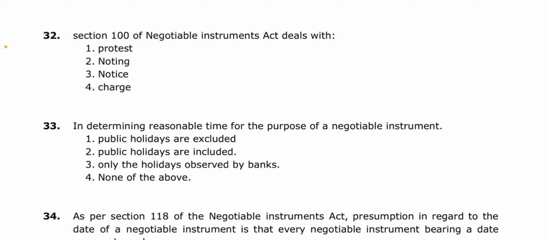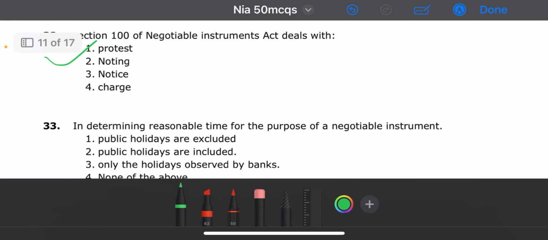Next question, section 100 of Negotiable Instruments Act deals with, the options are first, protest, second, noting, third, notice, fourth, charge. Correct answer is first, protest.